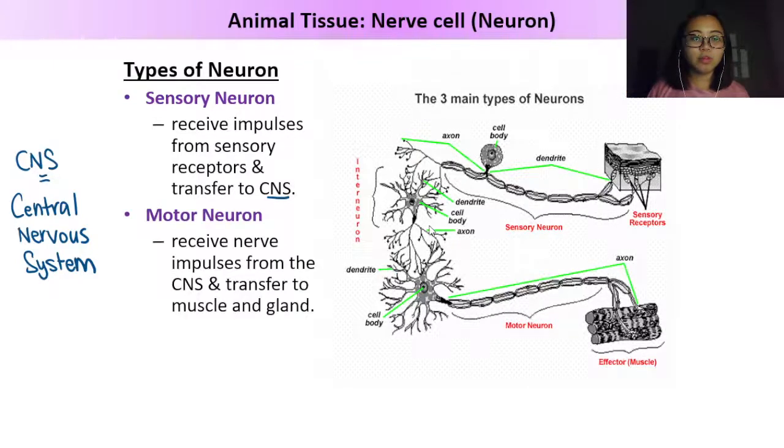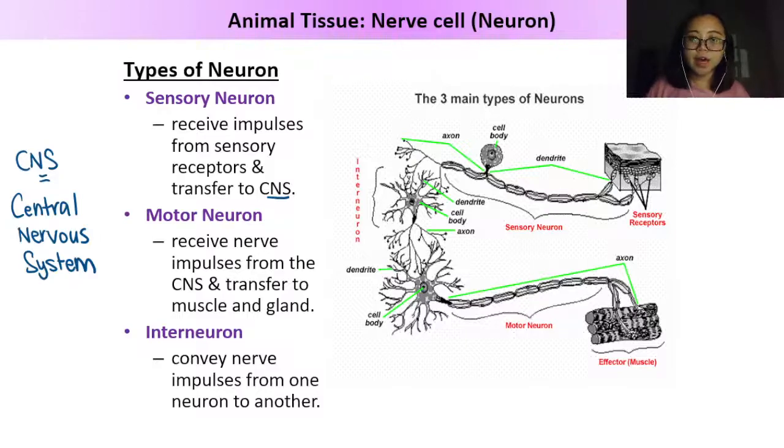Okay, so moving on to the second type of neurons. The second type of neuron we're talking about here is the motor neuron. So the function of motor neuron is to receive nerve impulses from the central nervous system and then transfer them to your muscles or your glands. So, say for example, the brain wants you to do a certain movement. So, the motor neuron will tell your muscles in your arms to move.